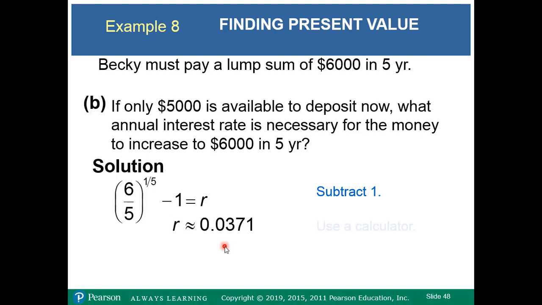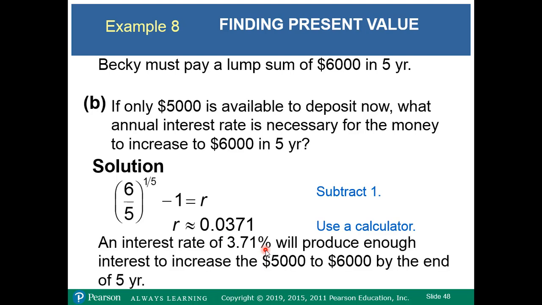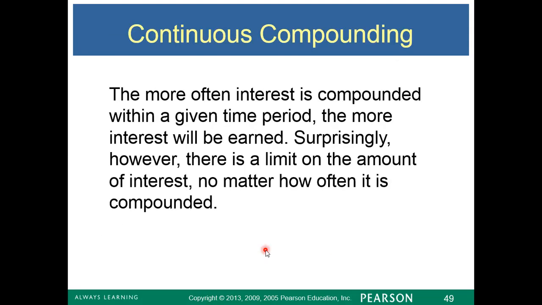Okay, and when you put this in your calculator, you get approximately 0.0371, or 3.71% interest annually she needs to get, compounded annually. Now, the more often interest is compounded within a given time period, the more interest will be earned. Surprisingly, however, there is a limit on the amount of interest, no matter how often it's compounded.